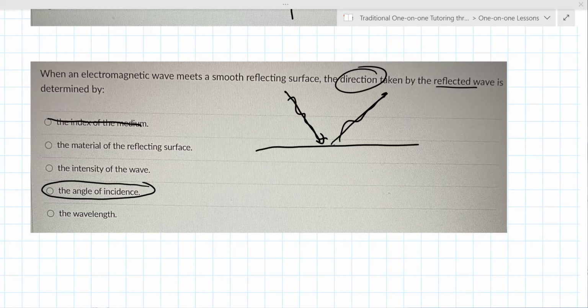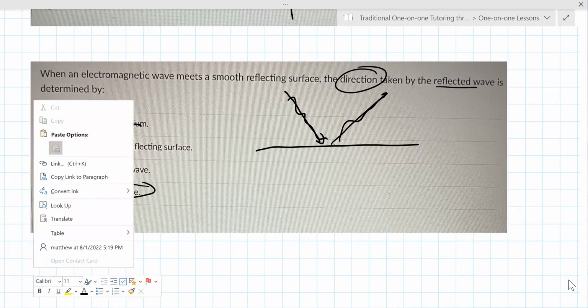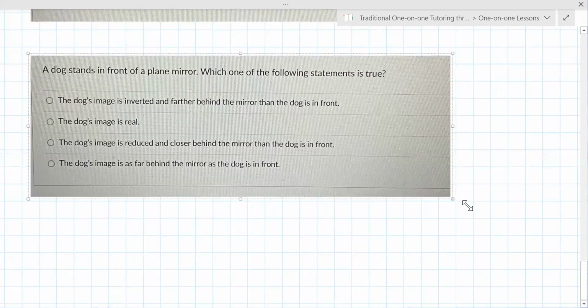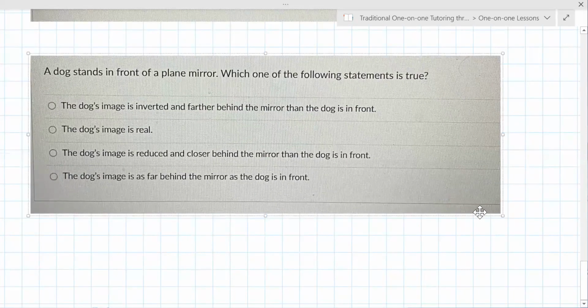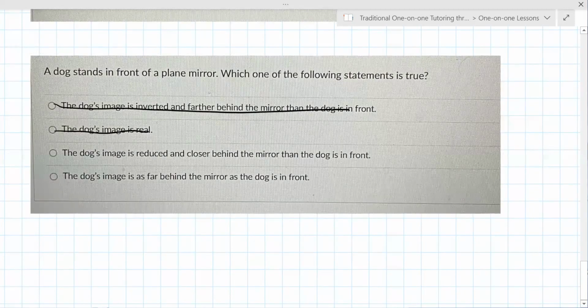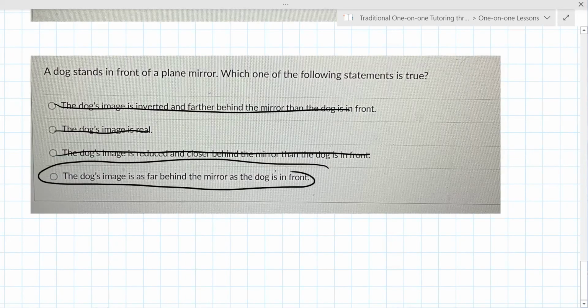Okay, so next question here, we got a dog standing in front of a mirror. It doesn't have to be a dog, it could be anything. We know that the image is not real. We know it's not inverted. We know it's not reduced. We know that it's the same behind the mirror as it is in front of the mirror. And so they're really driving home this property of things here.